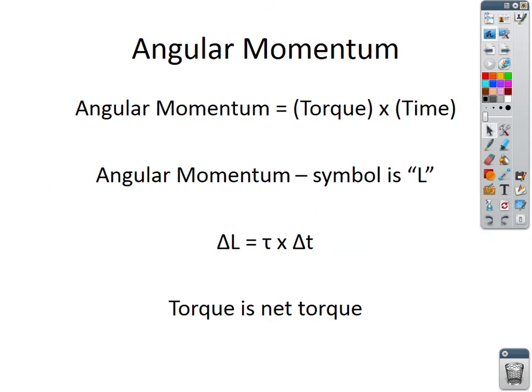So, here we go right off the bat. What is angular momentum? A change in angular momentum will equal torque times time. Torque times time. So that's kind of a first one. We can find how much angular momentum is changing in the object by multiplying torque times time.